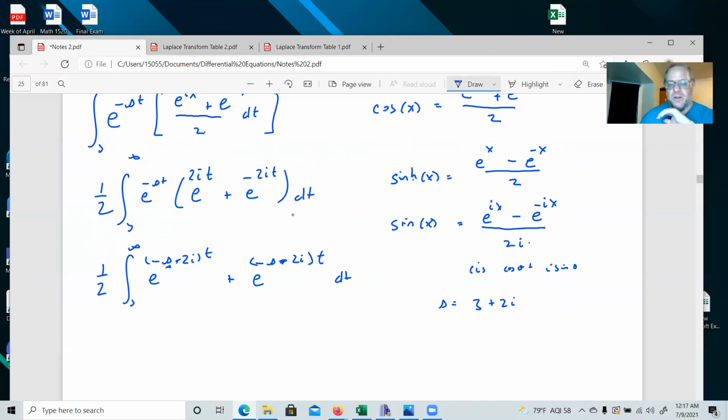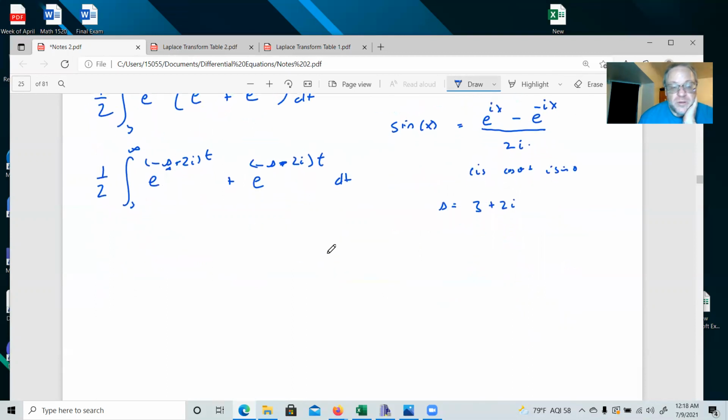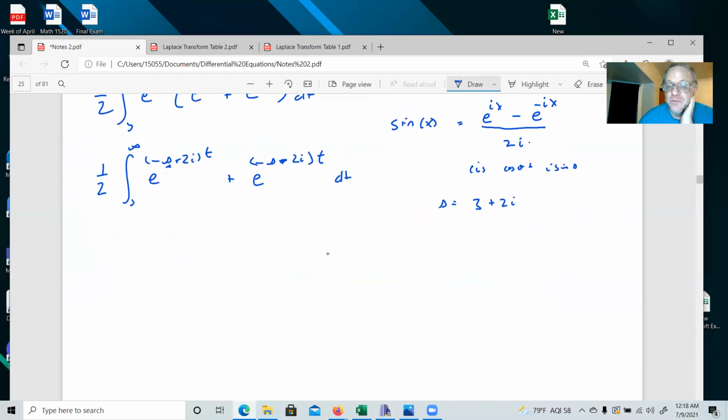Okay, there's going to be one other time where we use complex numbers, by the way. So let's just go through this the same way we did before. I'm going to go ahead and say let A is equal to negative s plus 2i. Okay, B is going to be negative s minus 2i.